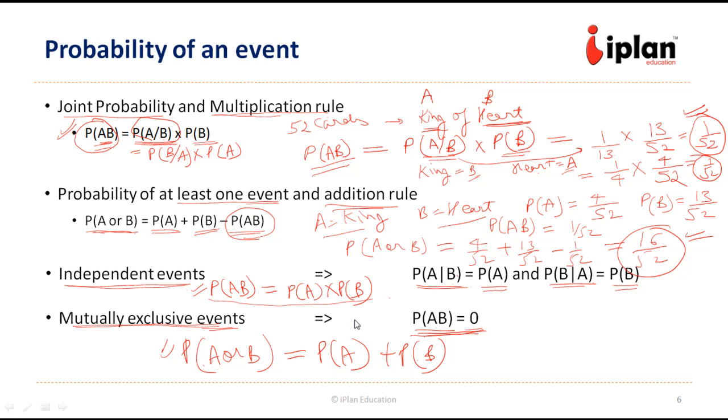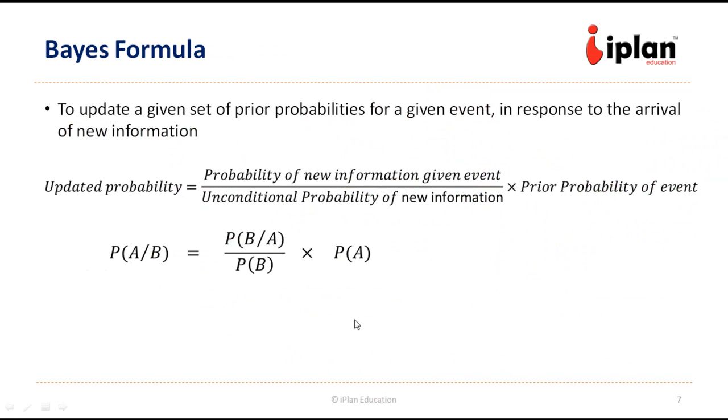Now let us look at the next concept, which is the Bayes formula. This is a very important probability concept. It is used to update a given set of prior probabilities for a given event in response to the arrival of new information. Suppose the probability of a certain event was given, and now a new event has occurred. We need to update the probability. How? The probability has changed now.